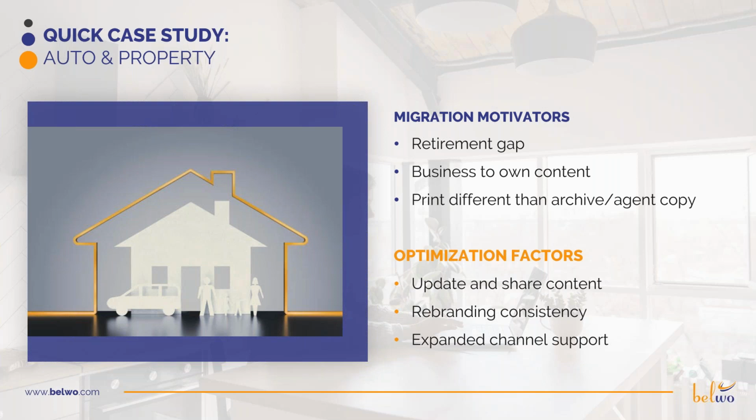The second factor leading to optimization was that at the same time they were migrating, they were also doing a rebranding. And they wanted to not only rebrand with confidence, again, with that shared content, knowing that one change to branding is going to cascade to every place it needs to, but also be assured that if they ever need to rebrand again, that's going to happen consistently, and they're going to have confidence in that process.